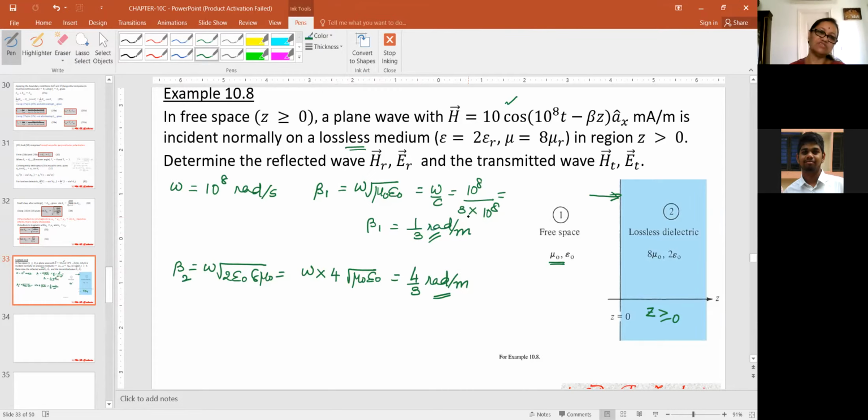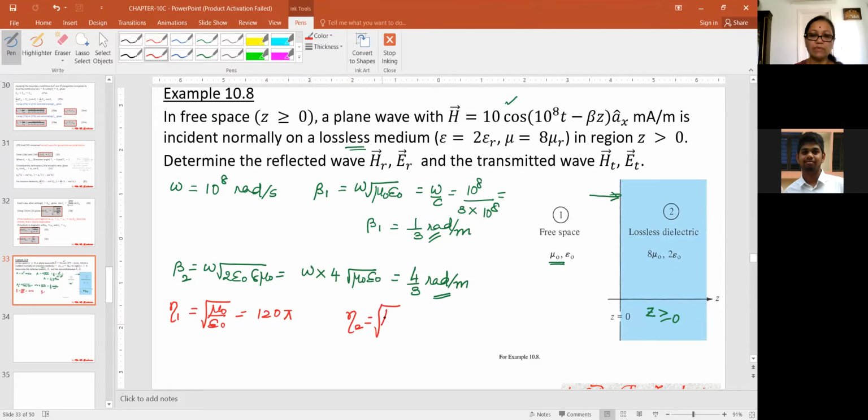Here the assumption is that the frequency of a wave, as you studied in physics also, will not change when it goes from one medium to another. Therefore, omega remains the same. After this, let us calculate another thing. The next thing we calculate for both media is the intrinsic impedance. Eta 1 is under root of mu naught by epsilon naught. You all know the value: it is 120 pi.